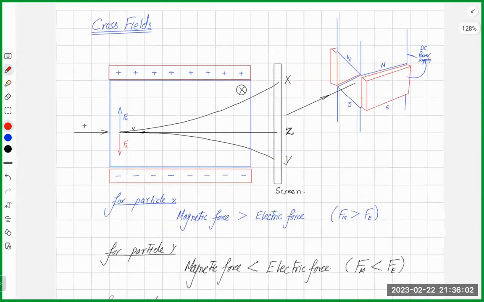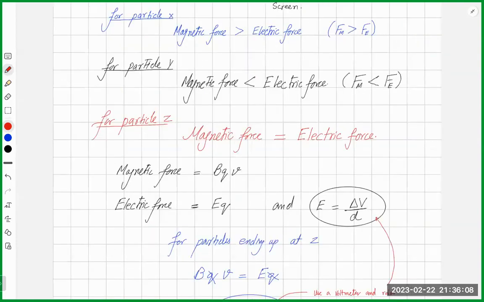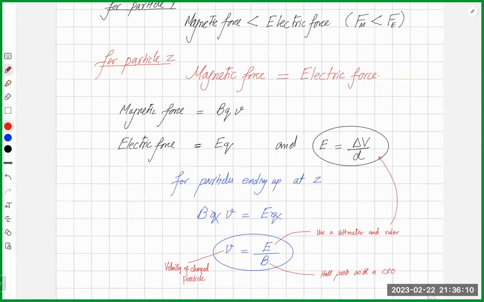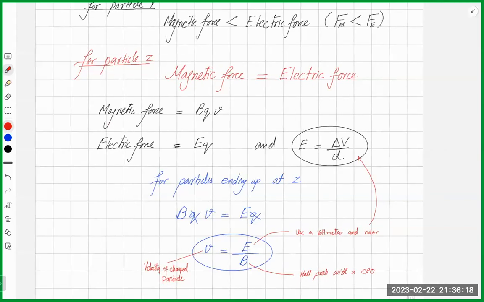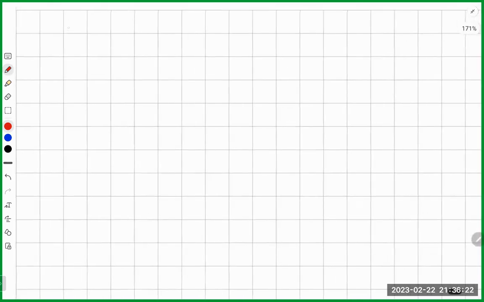Okay. That's it for today, because in the next lesson tomorrow we will be doing Hall voltage and Hall effect.